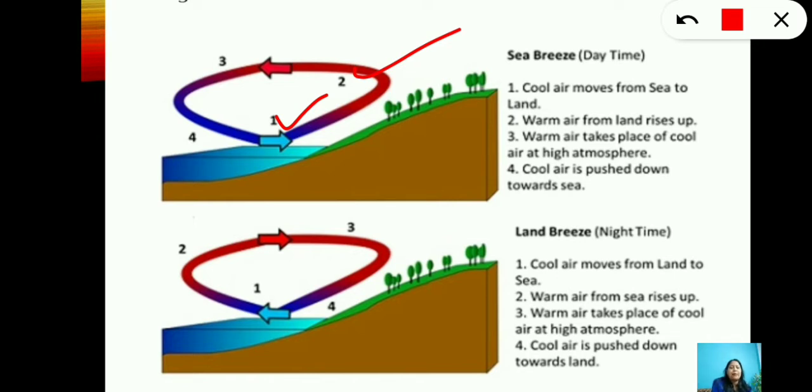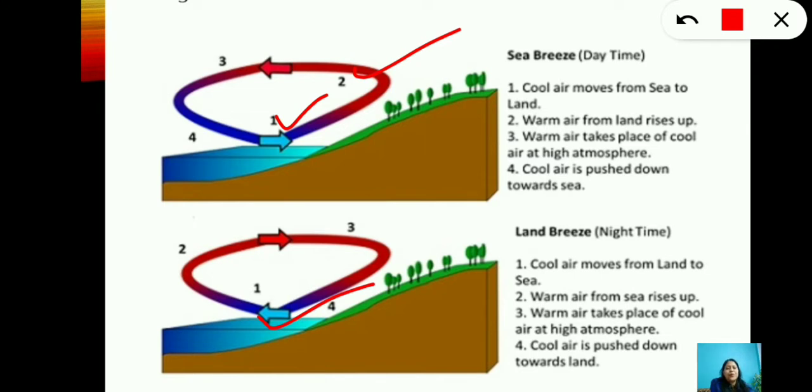Now, next is the land breeze, which occurs during the night time. So you can see point number 1, the first step. Cold air moves from land to sea. You can see the arrow is towards the sea from land. So cool air moves from land to sea in the first step. And in the second step, what happens? Warm air from the sea rises up. You can see the arrow is moving towards the other side. So warm air from the sea rises up.